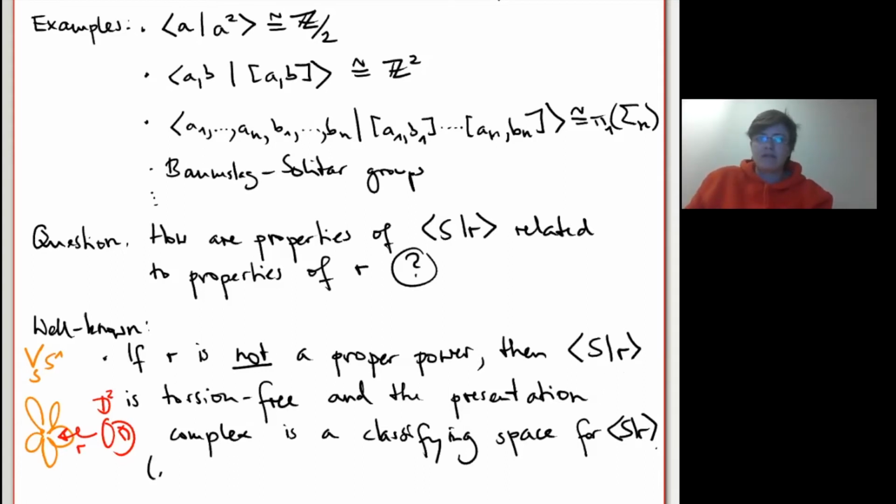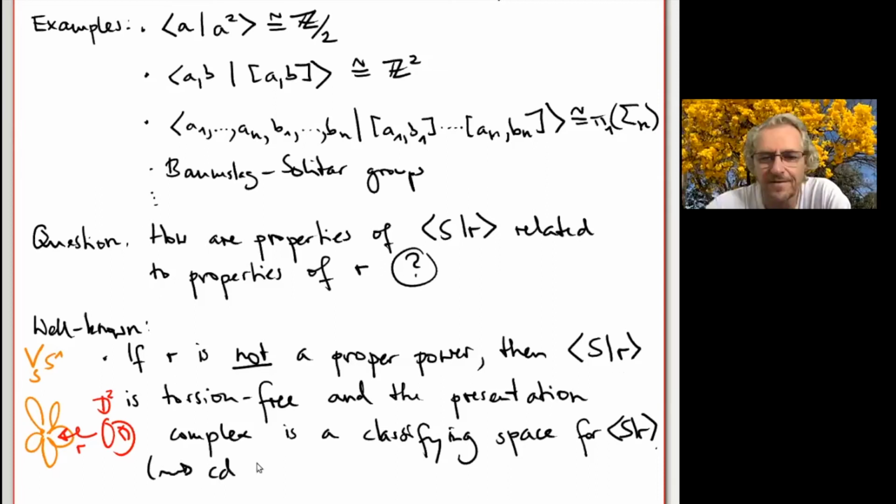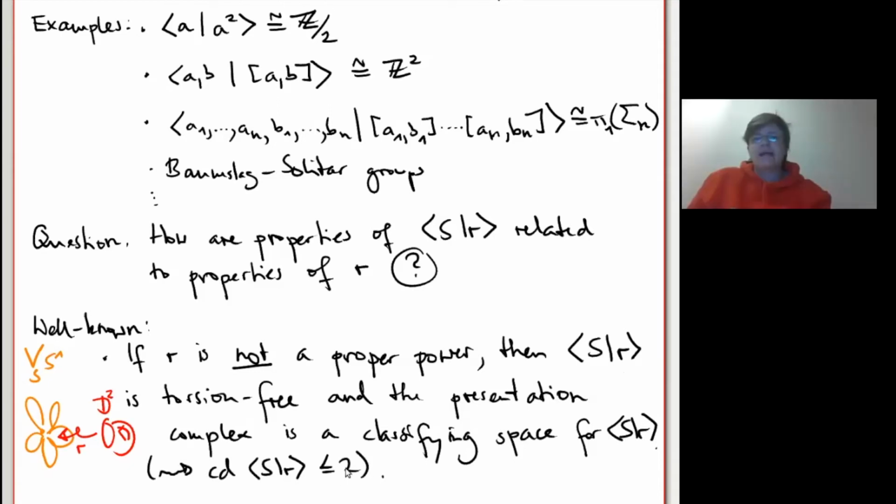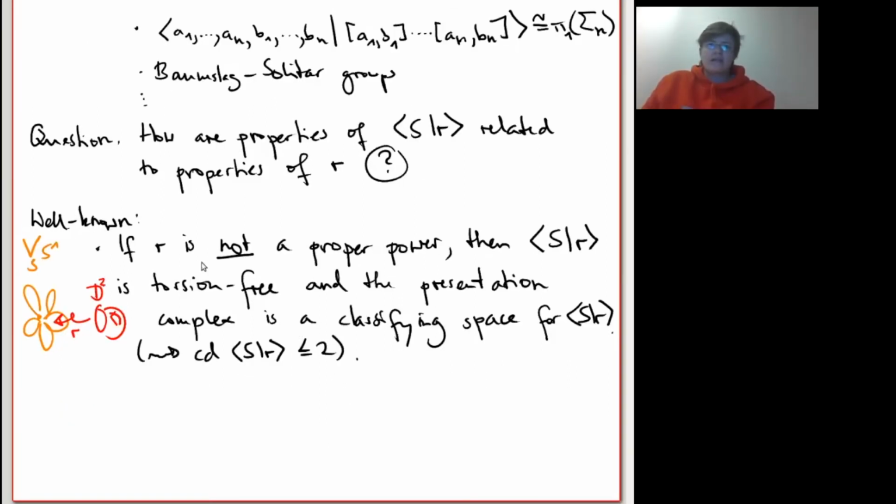Let me write this down. So in this case, the cohomological dimension of this one-relator group is at most 2. And in fact, in the cases that we will discuss later, we will have equality here. Okay, so that's one case. If you have something that's not a proper power, then you have a super nice model of the classifying space.